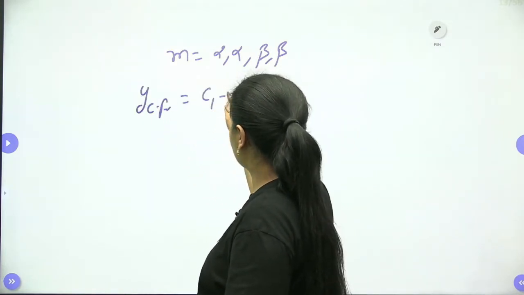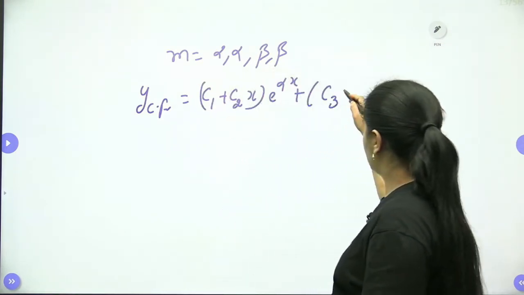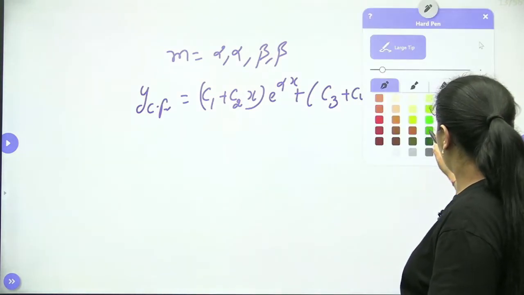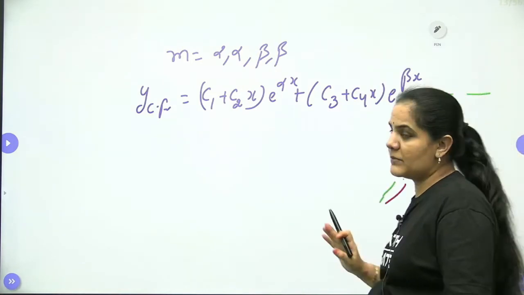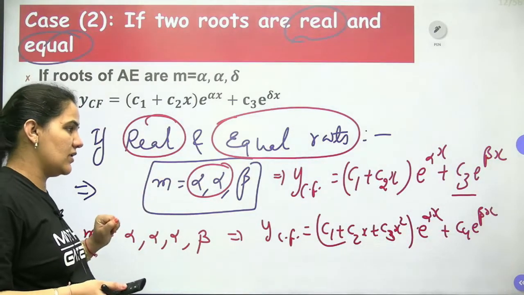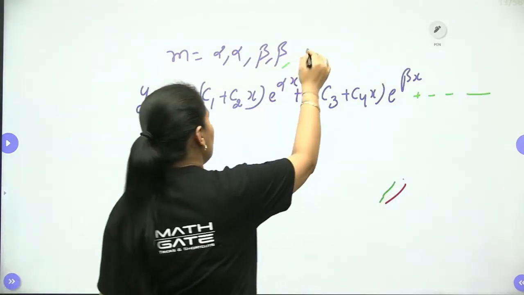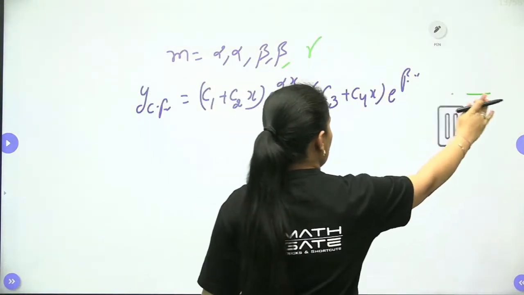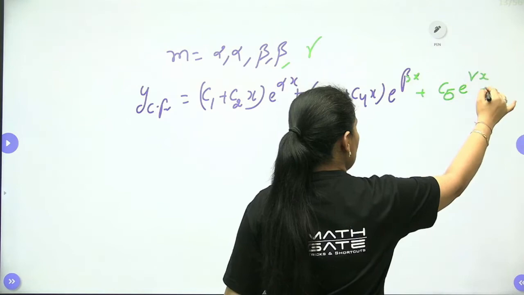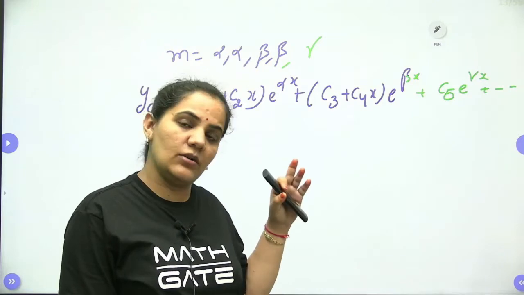Then the CF will be C1 plus C2x e to the power alpha x plus C3 plus C4x e to the power beta x. So we can proceed like this. If there are more roots, you can proceed like this. These are the possible cases for real and equal roots. Here alpha, alpha and beta is also possible. Suppose one more root we are having is gamma, then it will be C5 e to the power gamma x and so on. Whatever the number of roots you are having, you can proceed accordingly.